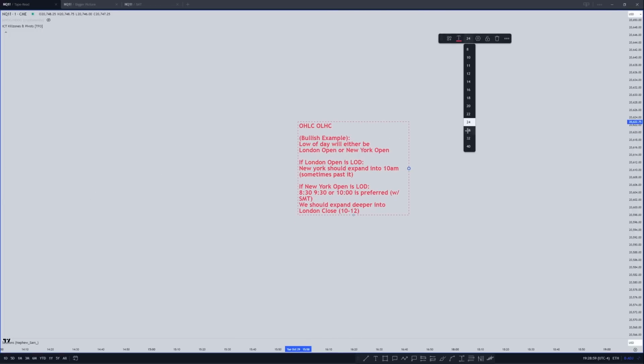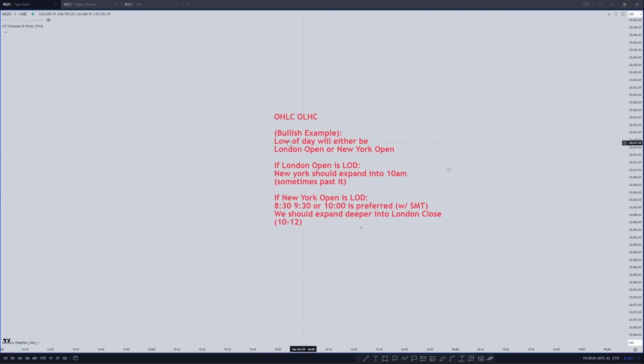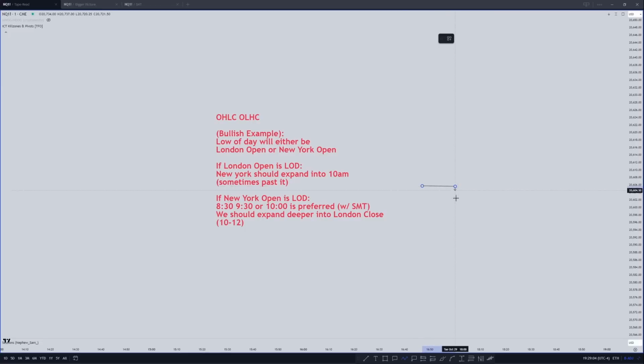For the bullish example here, let's make it a little larger. Low of day, so like this. Our low of day will either be London open or New York open, right? So we know that to be 2 to 5 or 7 to 10. If London open is the low of the day, New York open should expand into 10 a.m., sometimes past it. Right, so we're expanding into London close. If New York open is the low of the day, preferably the exact time that the low of day should be formed is 8:30, 9:30, or 10 o'clock.